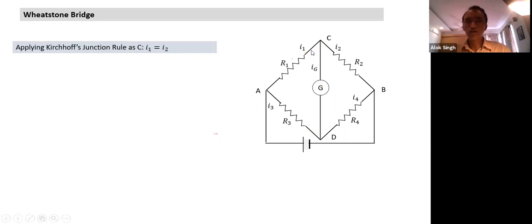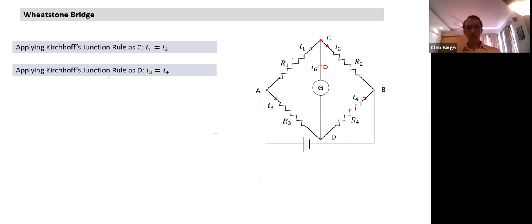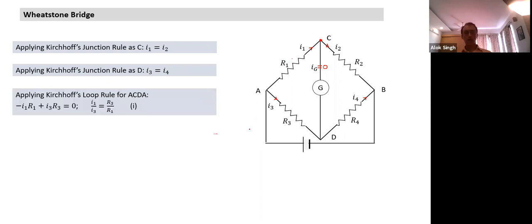The first thing we do is this calculation for the condition where the galvanometer current is equal to 0. So we apply Kirchhoff's junction rule at point C. Very easily we can conclude that I1 is equal to I2. In a similar way, if I apply Kirchhoff's junction rule at junction D, I3 is equal to I4. Very simple. Now we apply Kirchhoff's loop rule.